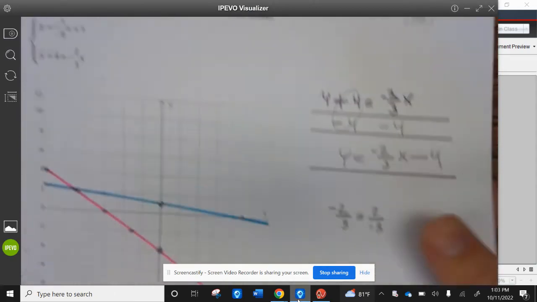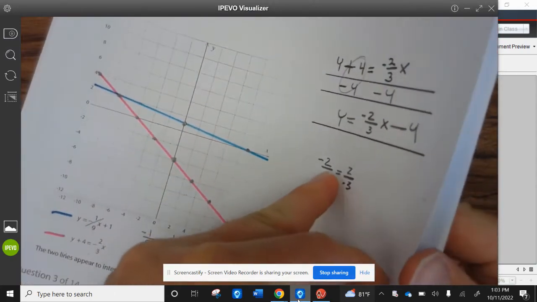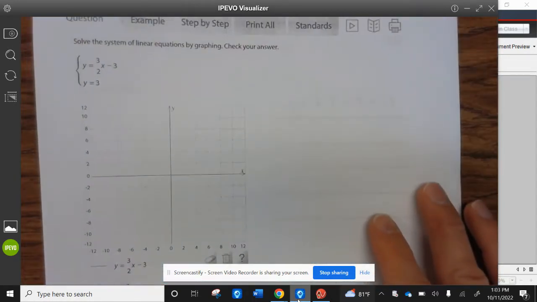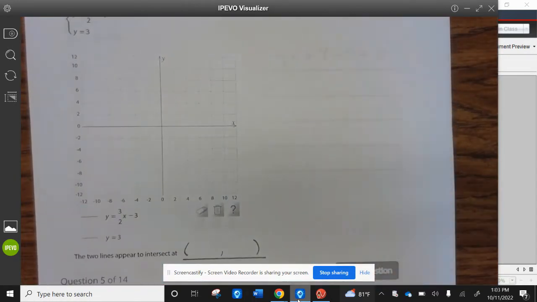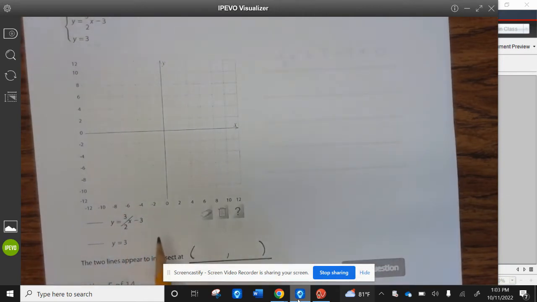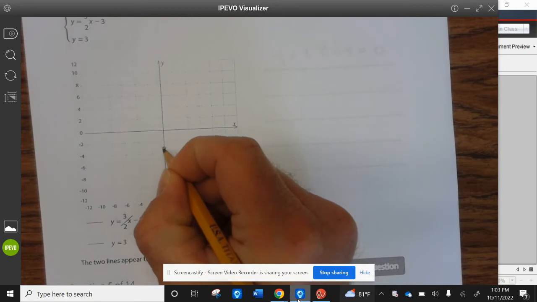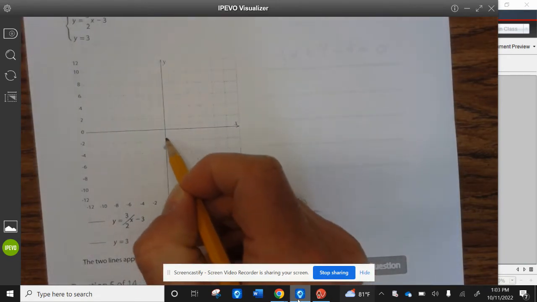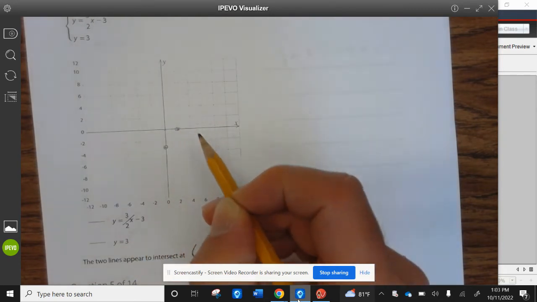All right, let's look at the next example. All right, so we're going to graph the first equation because it's solved for y. So we start at 0, -3. And then this tells us we go up 3 to the right 2. So up 1, 2, 3 to the right 2.